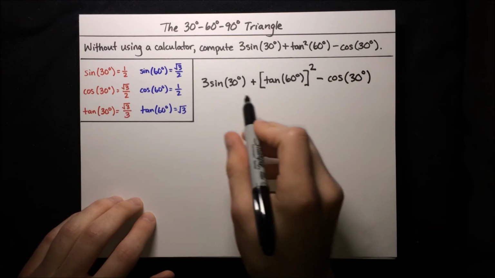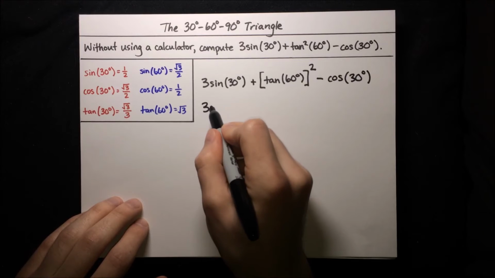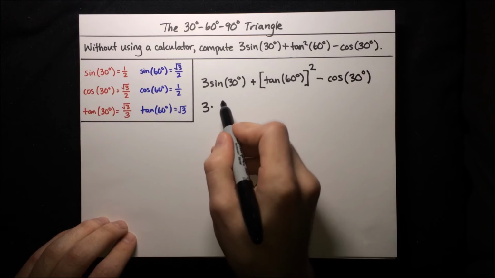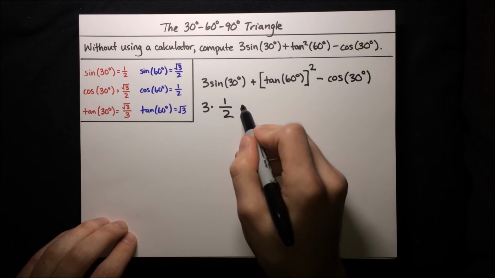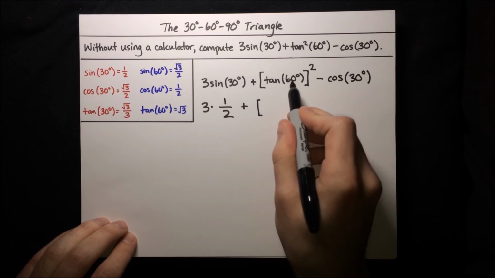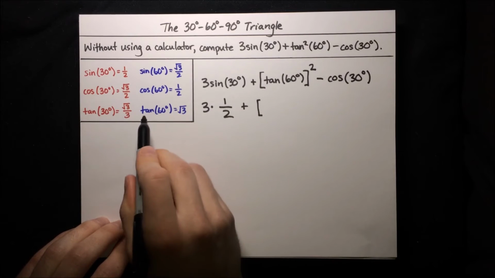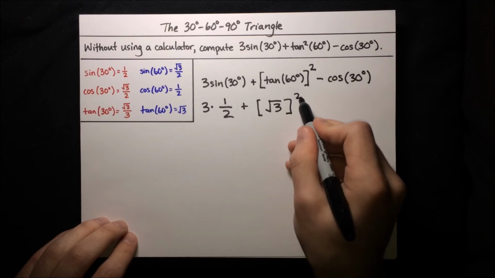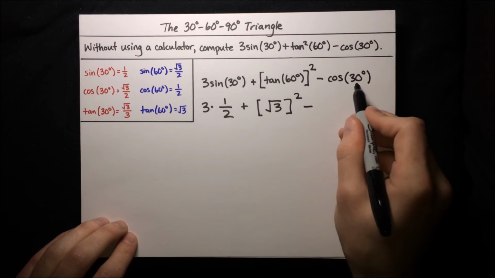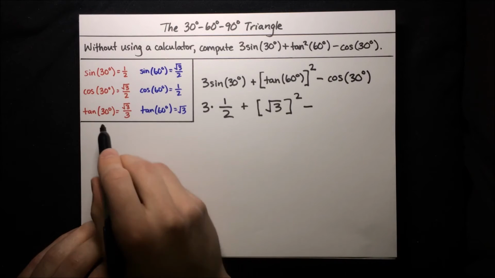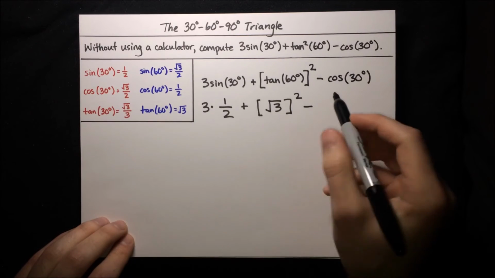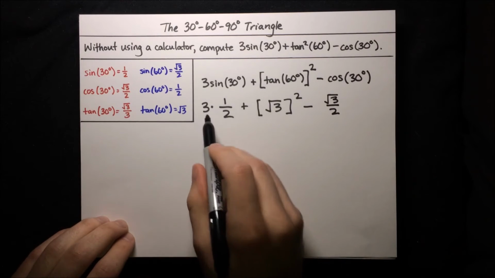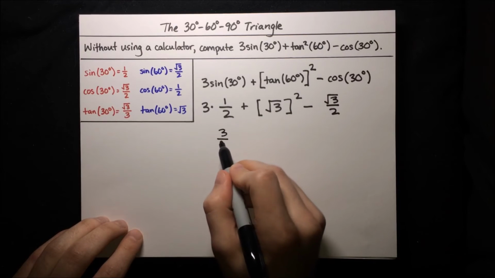And now we're ready to plug in stuff. So 3 times, what is sine of 30 degrees? Well, looking at our table, we already find out that's just a half. So 3 times a half, then plus, what is tangent of 60 degrees? Well, looking at our table, tangent of 60 degrees is root 3, so plus root 3, that squared, and then minus cosine of 30 degrees. What's cosine of 30 degrees? Well, it's right here. Cosine of 30 degrees is root 3 over 2. And now we can just go ahead and simplify this. So 3 times a half, that's just 3 halves.